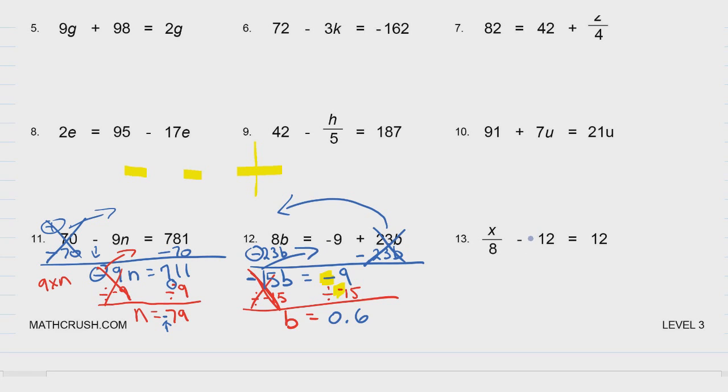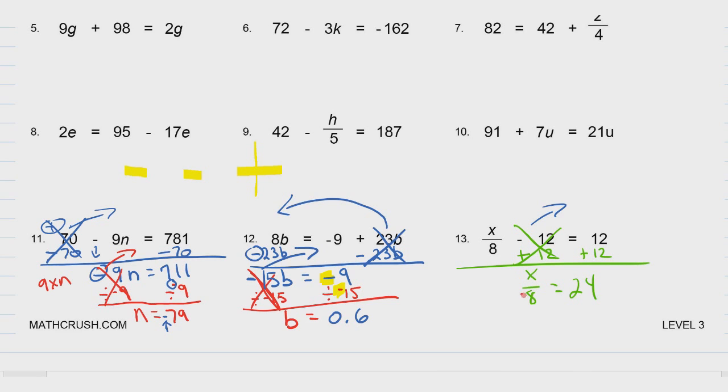Well, we talked about this before. You want to move the number that's not next to the variable, or do the adding and subtracting first to save you some time and create less work. We're going to move this minus 12 to the opposite side. Since it's the opposite side, we do the opposite operation, which is plus 12. The 12s are gone because 12 minus 12 is 0. So you're left with x over 8 equals 12 plus 12, which is 24.